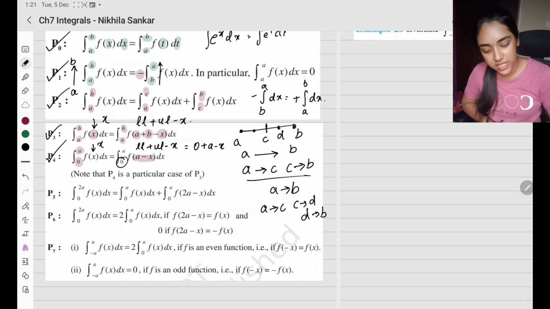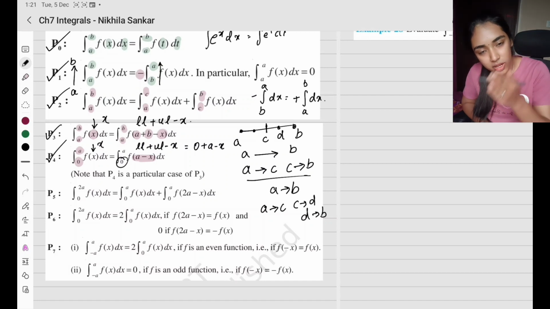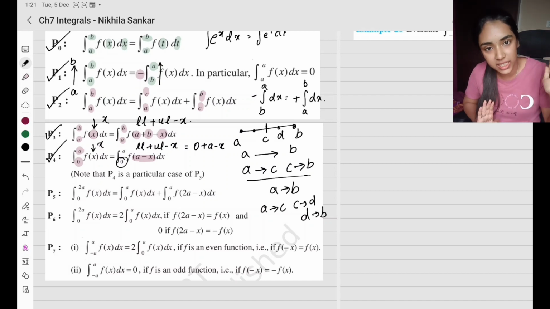So property 0 enna first, x becomes a t. Property 1 is going to be when you change the sign, the limits interchange. Property 2 is going to be you can bring a c or a d in between and you can split the integrals according to the limits. Property number 3 is you have f of x equals upper limit plus lower limit minus c. அதே தான் property 4, which is going to be upper limit plus lower limit minus x, where you have the lower limit to be 0. So a minus x, upper limit minus x.